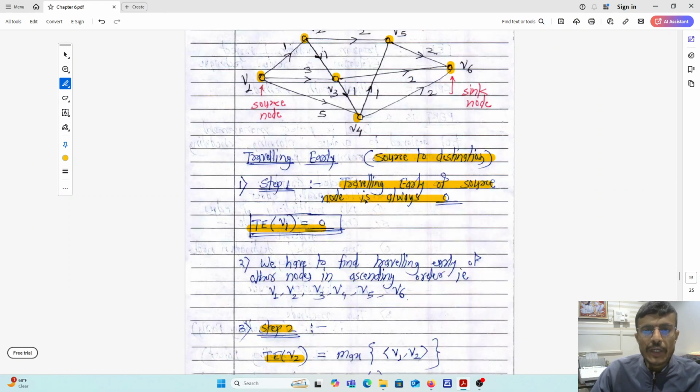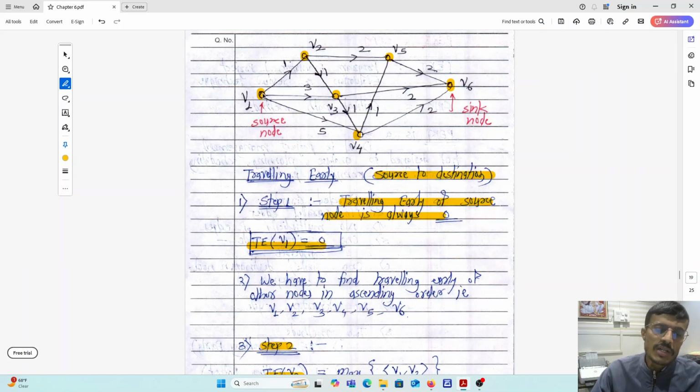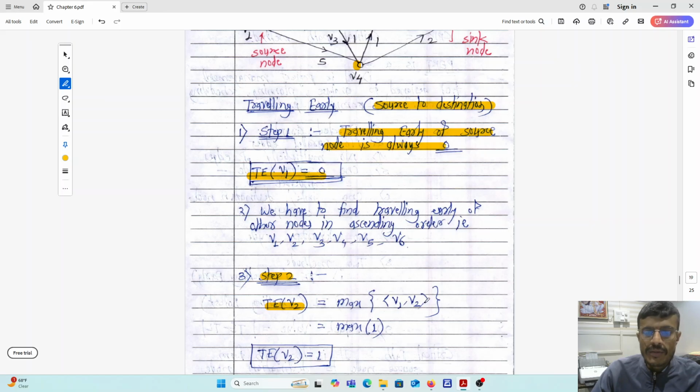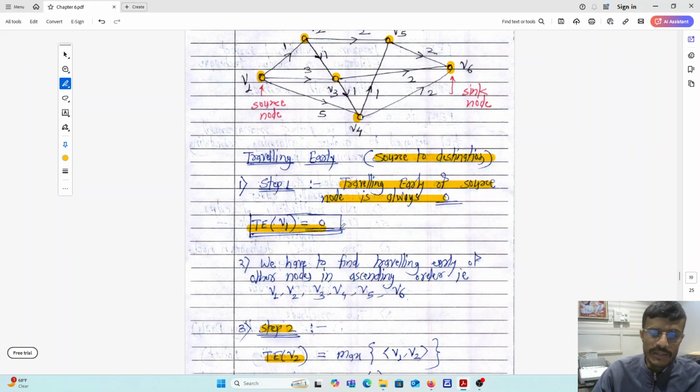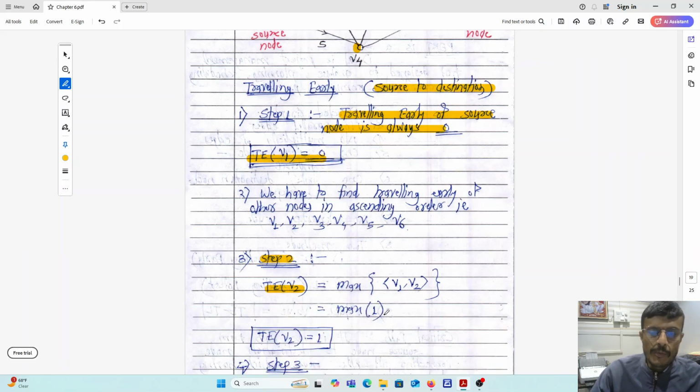So what is the possibility to reach V2? There is a single possibility from V1 to V2, that is edge V1, V2. So directly you can write here maximum of V1, V2. So what is the V1, V2? That is 1. So you can write here maximum of 1, a single value is there. So directly you can write here traveling early of V2 is equals to 1.